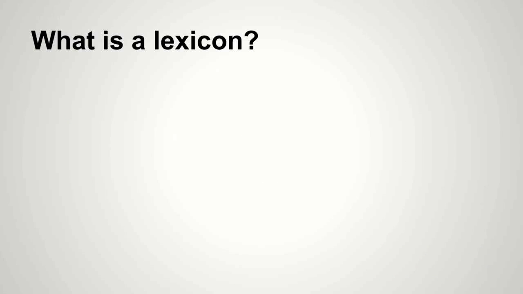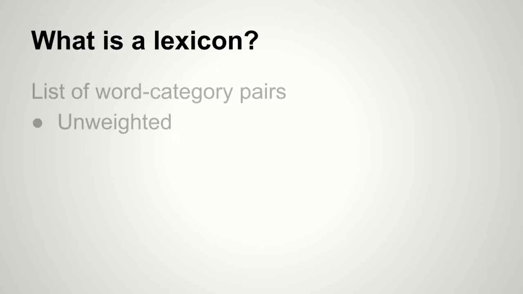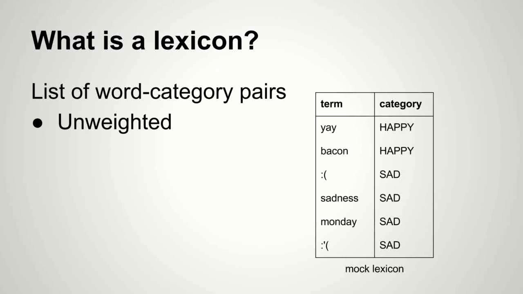Before we delve too far into specifics, let's review what we mean by lexicon. A lexicon is traditionally a list of unweighted word category pairs. Categories can be any grouping of words, and words can belong to multiple categories at once. On the right, you can see a mock lexicon. In this lexicon, yay and bacon are considered happy words, whereas sadness, Monday, and the two emoticons are considered sad words.